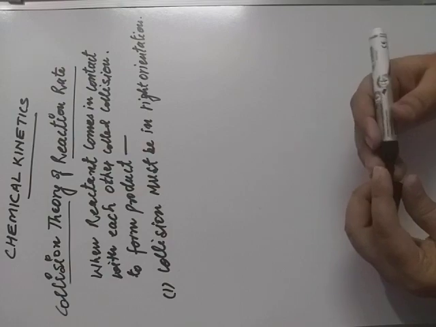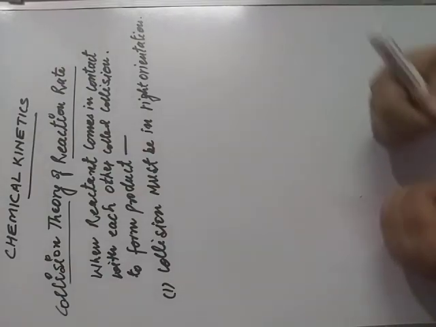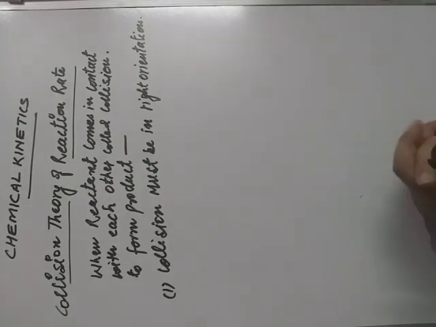Hello everyone, this is the fifth video of chemical kinetics, and in this video we are going to study the collision theory, activation energy, threshold energy, and the factors affecting the rate of reaction, and we are also going to study the temperature coefficient. Now, what is a collision? When reactants come in contact with each other, it is called a collision.